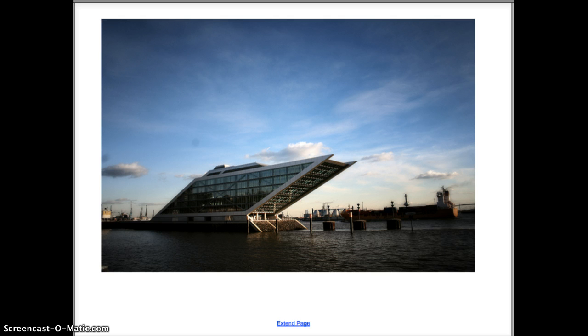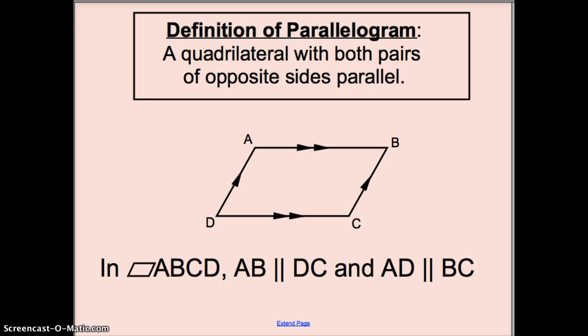The only definition that you'll need to know for this lesson is the definition of a parallelogram, which is a four-sided figure with both pairs of opposite sides parallel. Notice the way the parallel lines are noted in the figure. A parallelogram is also identified by the parallelogram symbol in front of the quadrilateral ABCD. So you can note a parallelogram like that as well.